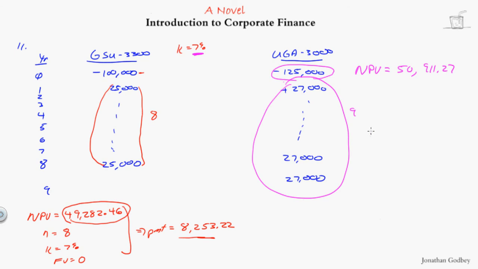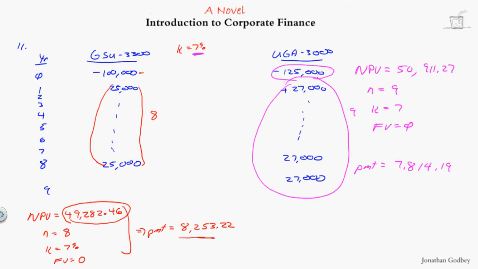What about the UGA 3000? Well, it produces cash flows for 9 years. Its weighted average cost of capital is still 7%. The future value is 0. I solve for payment, and the payment here is $7,814.19.